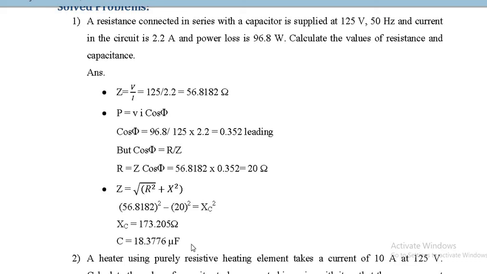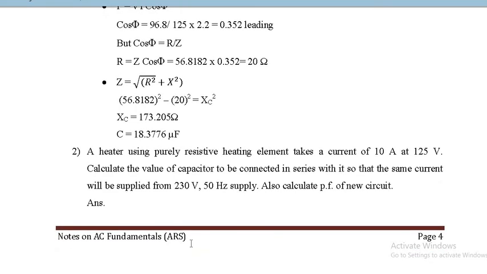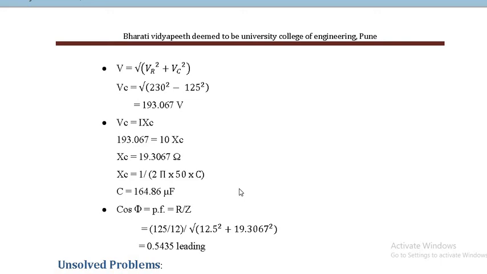microfarad. The second numerical: a heater using a purely resistive heating element takes a current of 10 ampere at 125 volts. So you can find the value of R from here. Calculate the value of the capacitor to be connected in series with it so that the same current will be supplied from a 230 volts, 50 hertz supply. Also calculate the power factor of the new circuit.